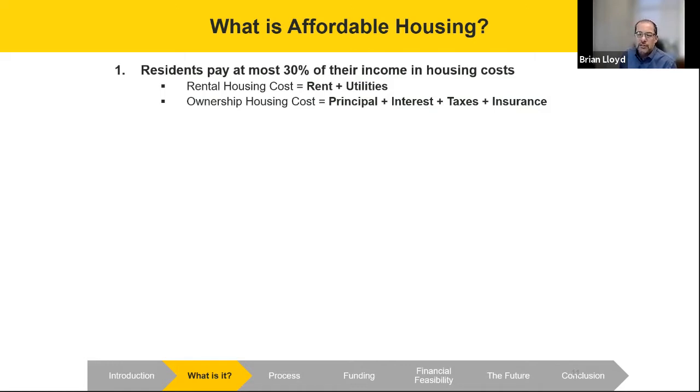Ownership cost is a different calculation, and ownership cost is considered affordable at above 30% because you are building equity in an asset. Now, for this presentation, I'm going to be talking just about rental housing because that's what we do. We just do rental housing. I would not be able to convey much expert information about ownership housing.